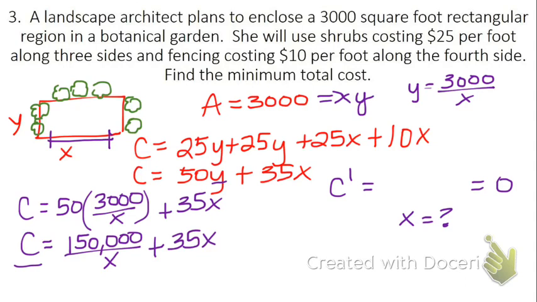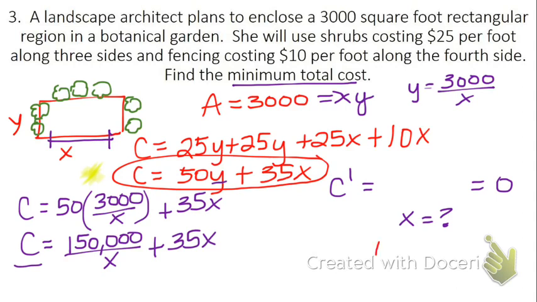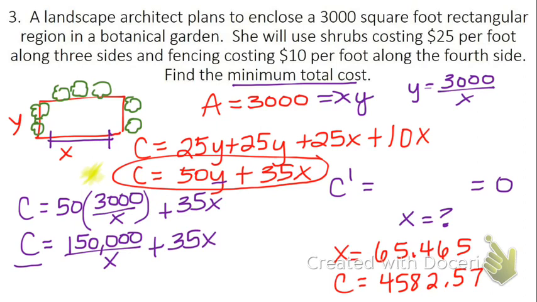Once you find the derivative, you set it equal to 0 and then solve for x. The problem said find the minimum total cost. So after you get the x value, you're going to plug it back into the cost equation right here, and that'll give you the minimum total cost. As you're working out the problem, you're hoping to get x is 0.465, and the cost should be $4,582.57 or 58 cents. So you can check and make sure you're getting that correct.